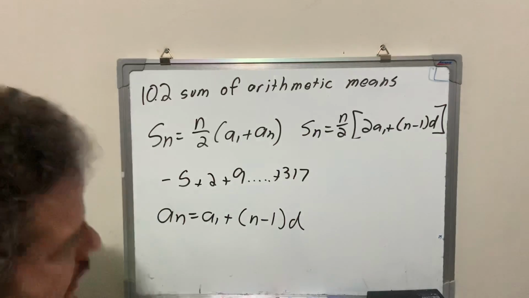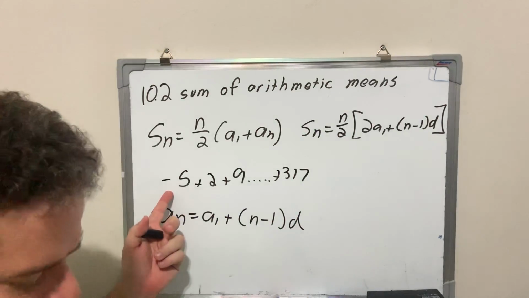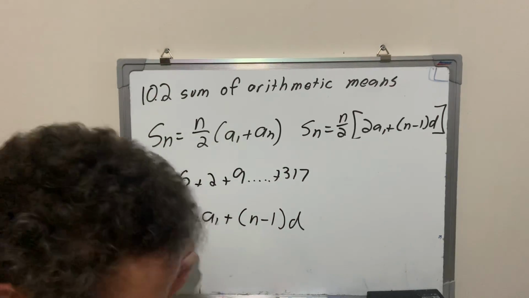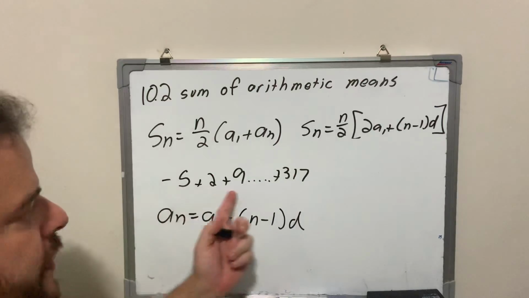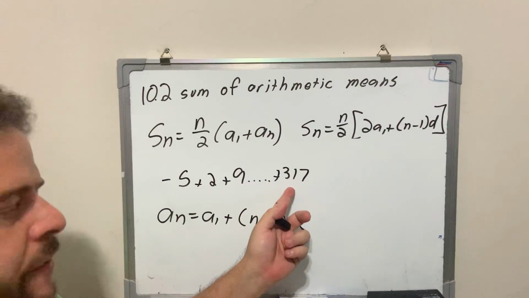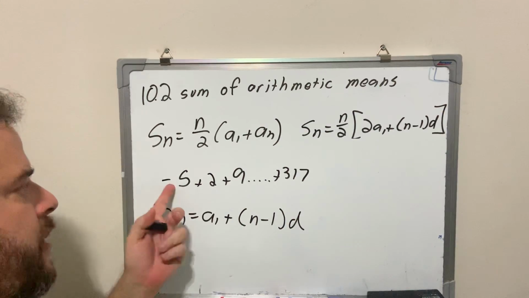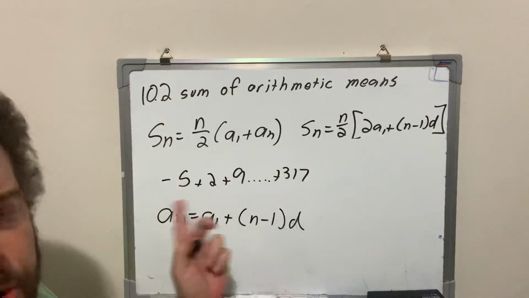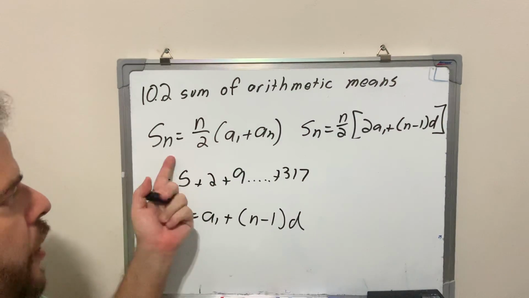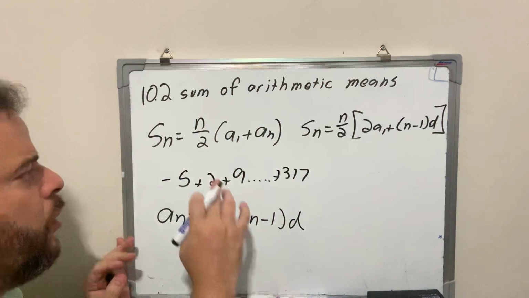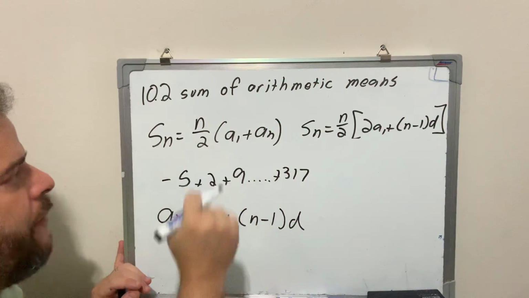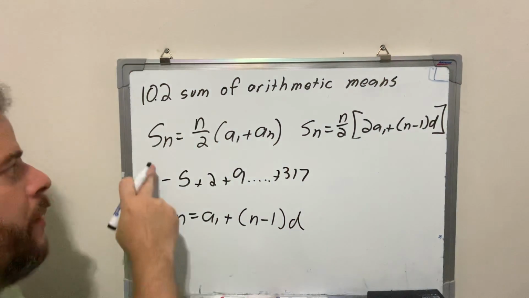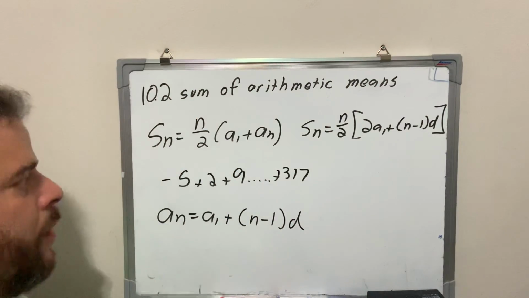Now, in the first case, they say find the indicated sum of each arithmetic series. This is the first one that they give me. I have to find the sum of all the elements from -5 to 317. Since it's not partial, it's all of them, I'm going to be using the first one. Now note, for this one, I know what my first element is, but I don't know what my n is. I know what my last element is, but I do not know what my n is.